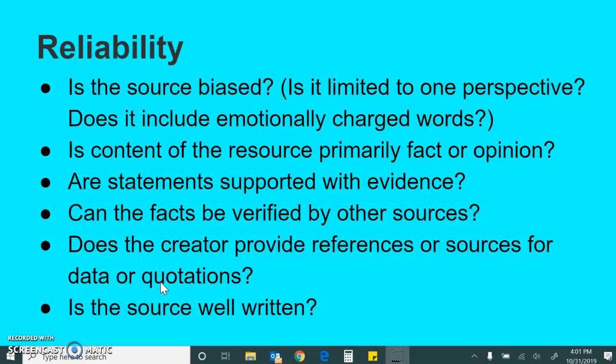You can also ask, is the content of the resource primarily fact or opinion? Are statements supported with evidence? Can the facts be verified by other sources? Does the creator provide references or sources for data or quotations? And is the source well written? So if you find a source that includes a lot of references to other sources, that can increase the reliability of the source. If it seems just to be written based on the author's own experience, own opinions, then it's less reliable.